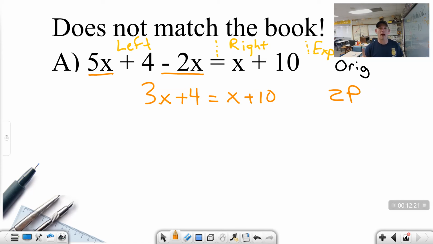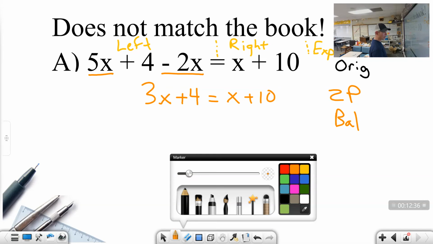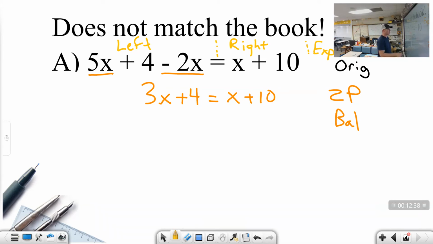Is there a bottom to top flip? Is there a negative parentheses? No. So my third legal move is a balance. Let's look for a balance. Well, I'm looking for matching tiles in matching regions. I notice I have an x in both regions. So I say I can take an x away from both sides. That would give me 2x plus 4 equals 10.